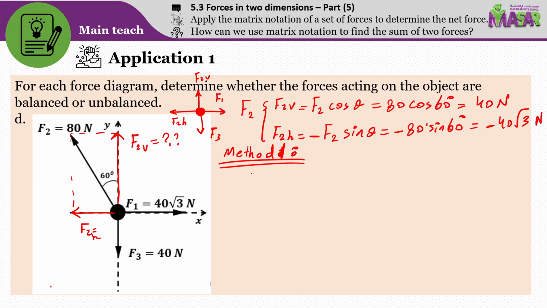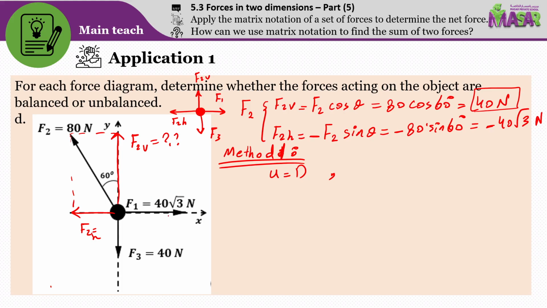So first we need to evaluate up and down. F3 is equal to 40 and F2V is equal to 40. So up equals down, so balanced along the vertical. Now what about the horizontal? In this particular case, we need to evaluate only the magnitude. Whenever we use this method, we just consider the magnitude, so no need to take the sign into consideration.